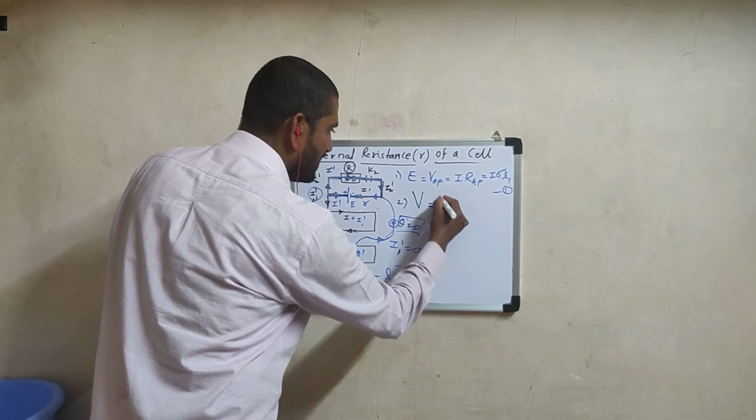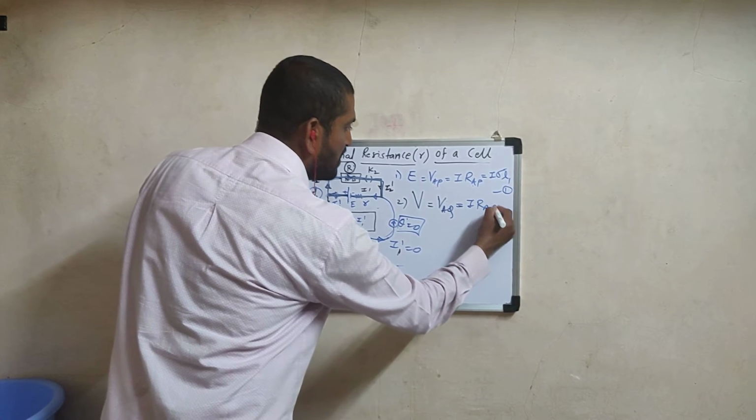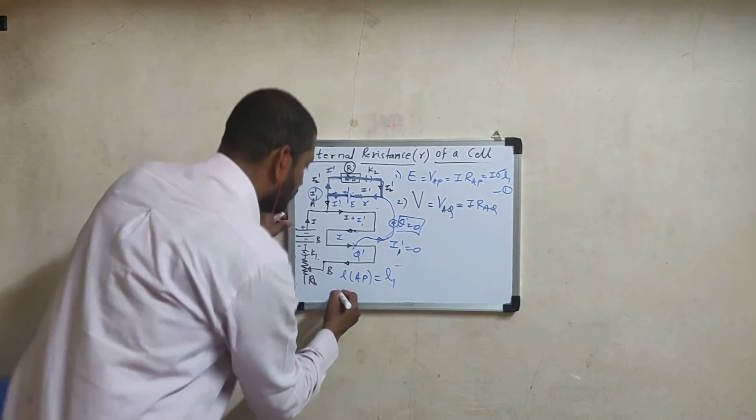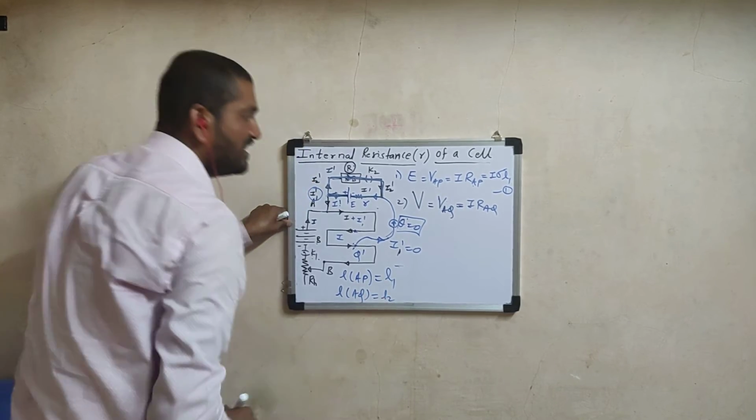Again, the law of conservation of energy, no doubt. So as per Ohm's law, this is equal to I R_AQ. But R_AQ can be written as sigma L2. You have to assume here that length AQ is equal to L2. This is the second balance length.